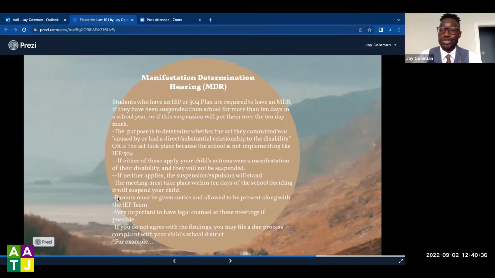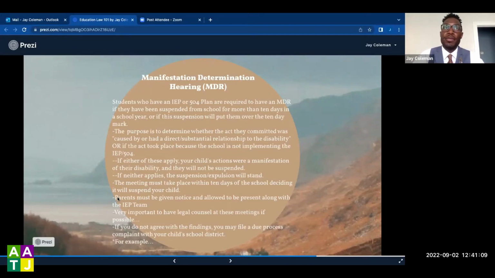And if they are struggling with understanding, they are going to be able to pick it up quicker than a layperson, meaning someone who doesn't have a law degree or is not an attorney. So students who have an IEP or a 504 plan are required to have an MDR if they're going to be suspended from school for more than 10 days in a school year, or if the suspension will put them over the 10-day mark. So if they're going to be suspended for fighting, for example, for 14 days, they automatically are going to have an MDR first.